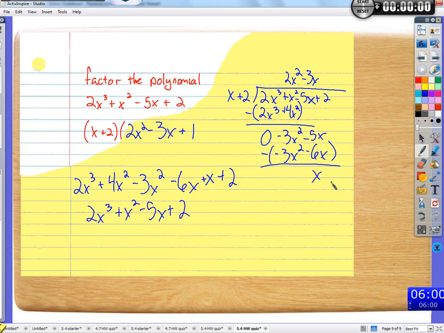Same thing here. Back to this step. How do we get an x? We multiply by 1. 1 times x is x. 1 times 2 is 2. We wanted to get a 2. We bring that down to compare. And if we subtract, we find nothing is left over.